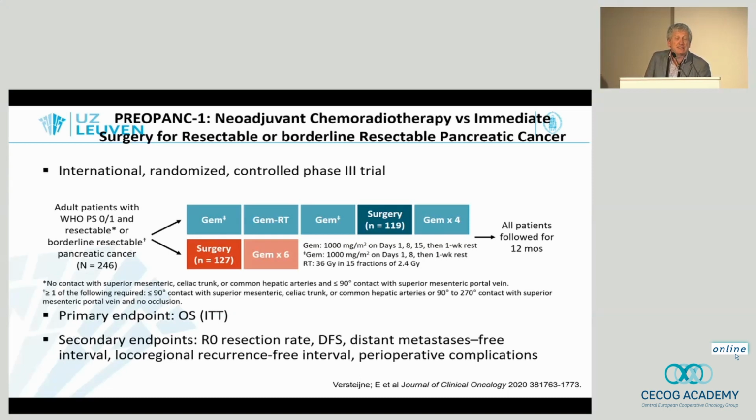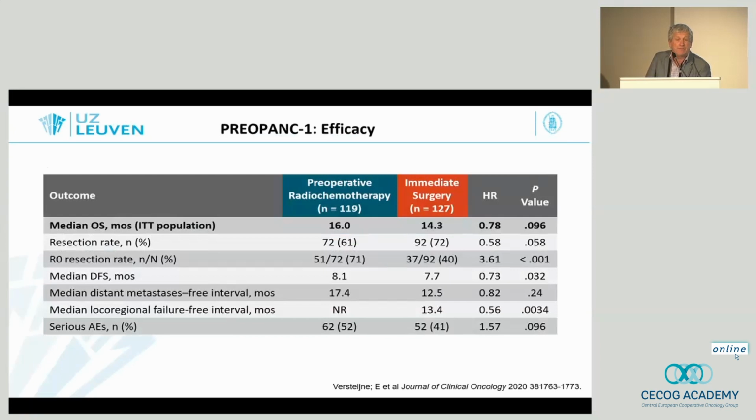But nevertheless, the trial is relevant and can bring us some learnings for the future. Formally speaking, again, the trial is negative, although it's sometimes sold as a positive trial. But formally speaking, the trial is negative. The median overall survival showed a trend, 14.3 months versus 16 months in the patients with preoperative chemoradiotherapy. But this was not statistically significant.